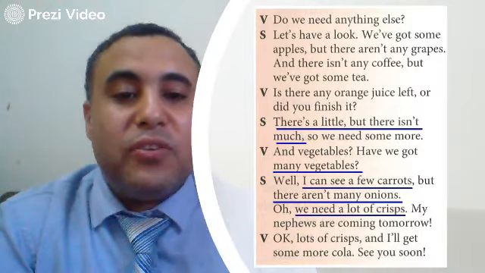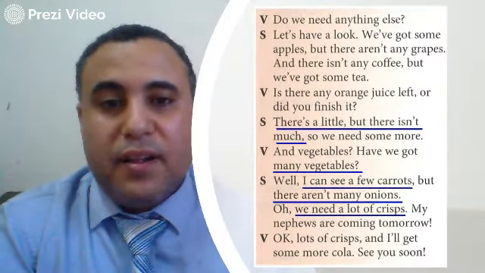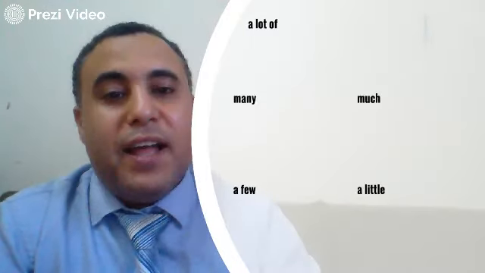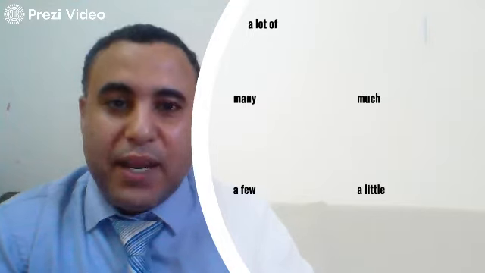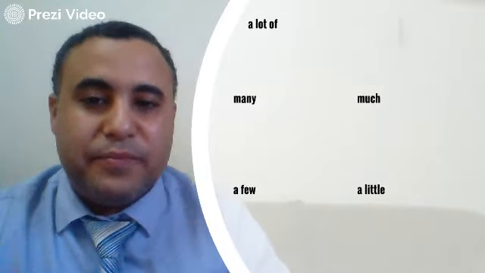He said, we need a lot of crisps and not a lot of crisps. How's that different from many and much? So, back to the conversation, we used a lot of, many, much, a few, and a little.